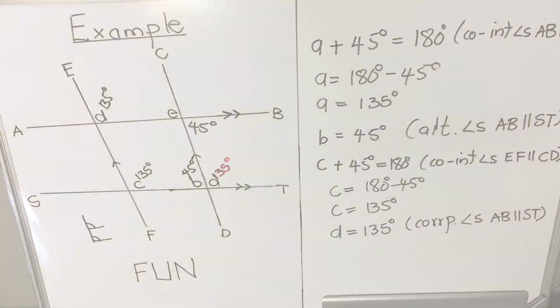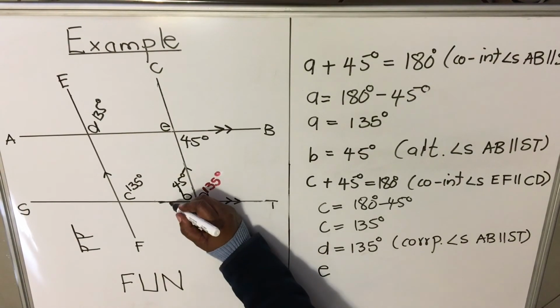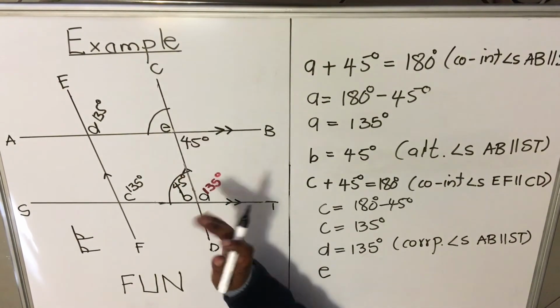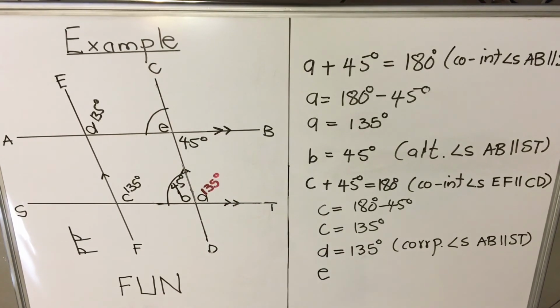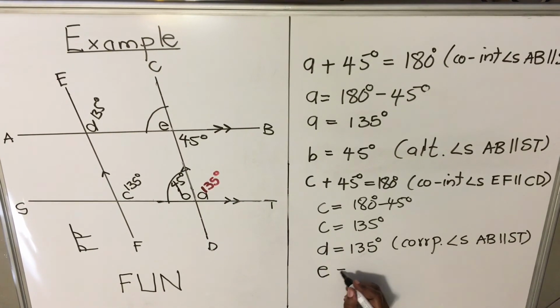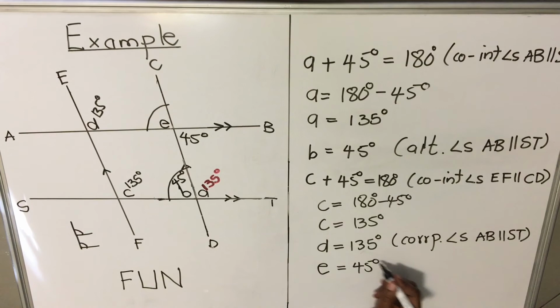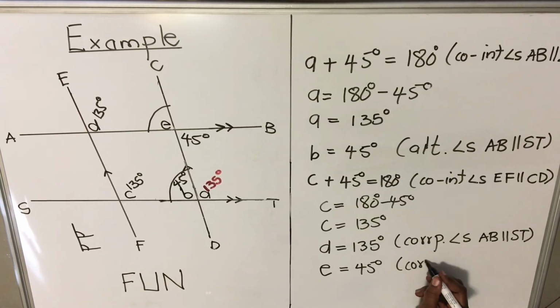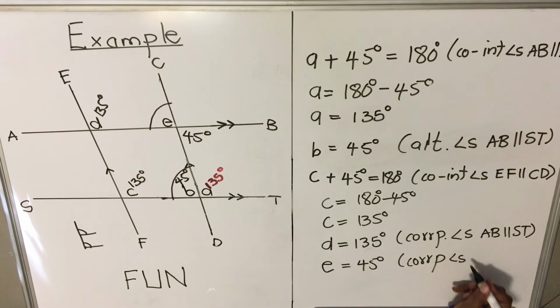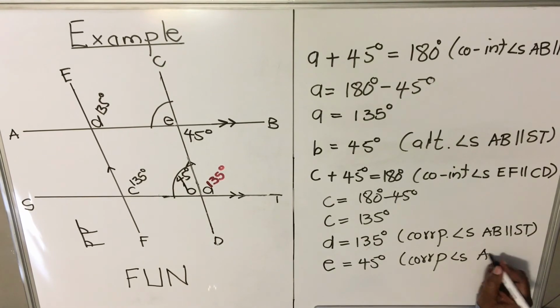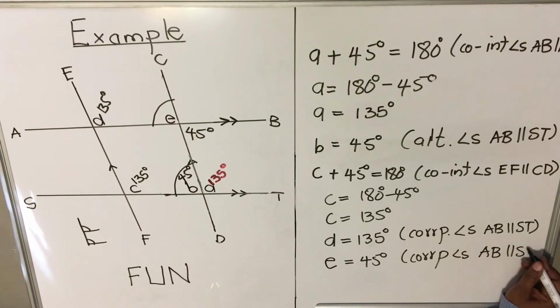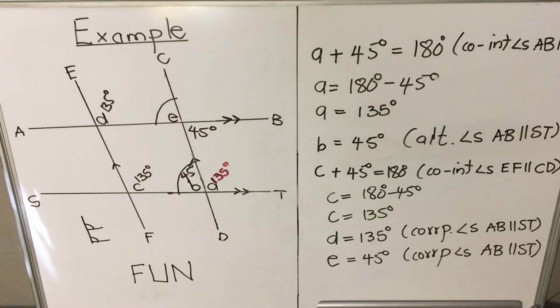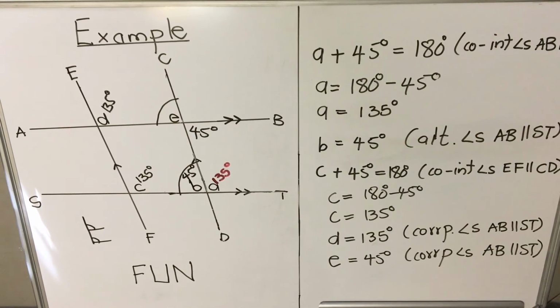Okay, let's look at angle E. Do you see that angle and that one? They're corresponding angles and F that's looking up like that. So angle E is 45 degrees and the reason is corresponding angles. And which parallel lines are you using? AB parallel to ST. Okay, we have found all the angles that they've asked us.